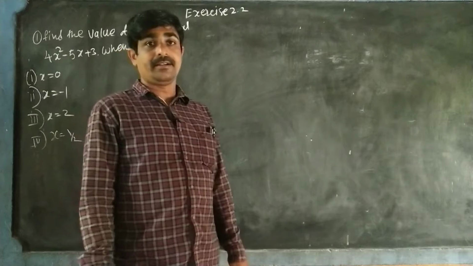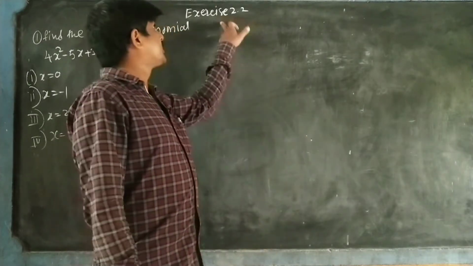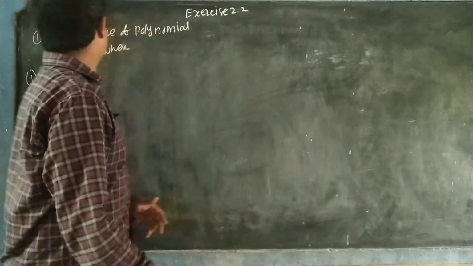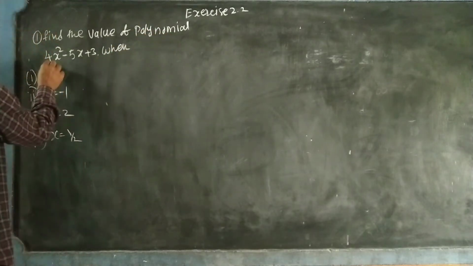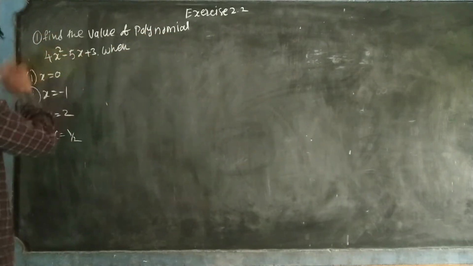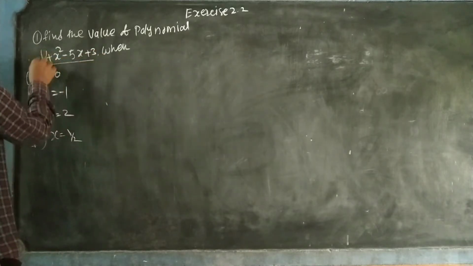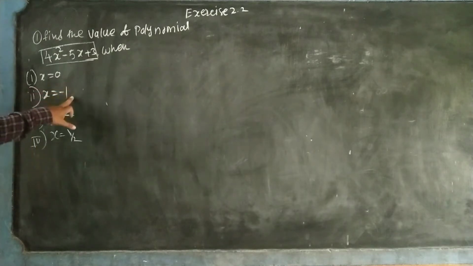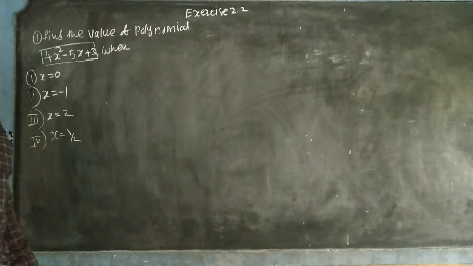Today our topic is 9th class chapter 2 polynomials, exercise 2.2. What is the first problem? Find the value of the polynomial 4x square minus 5x plus 3 when x is equal to 0, x is equal to minus 1, x is equal to 2, and x is equal to 1 by 2.